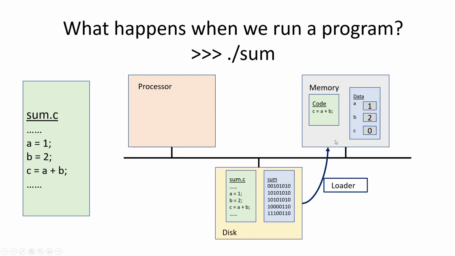And it's going to be divided into 2 sections. There's going to be a code section. In this case, I just copied one line here. This is the part that's actually going to do something. So C is equal to A plus B. That's going to go in code.